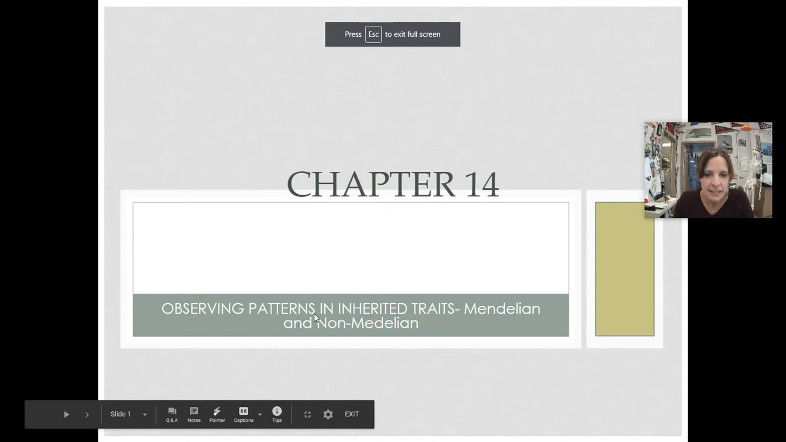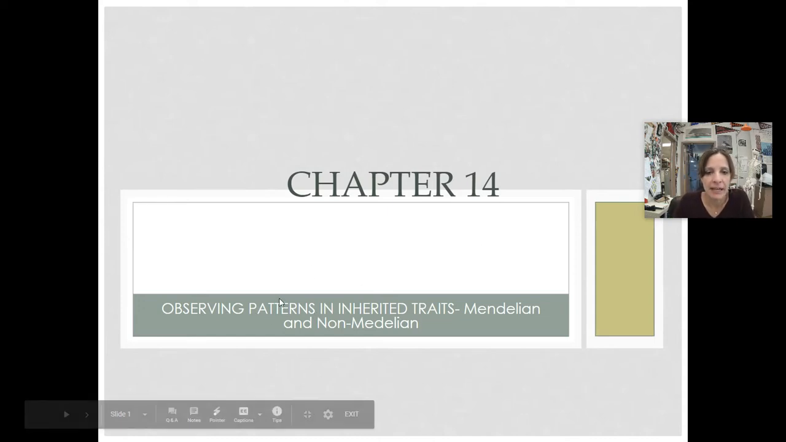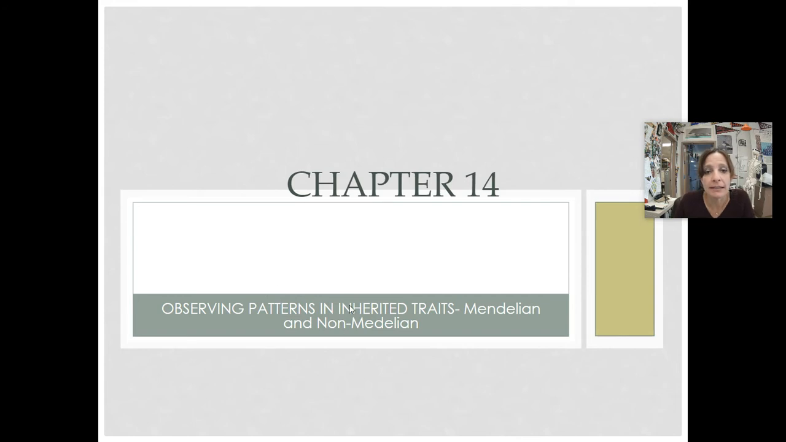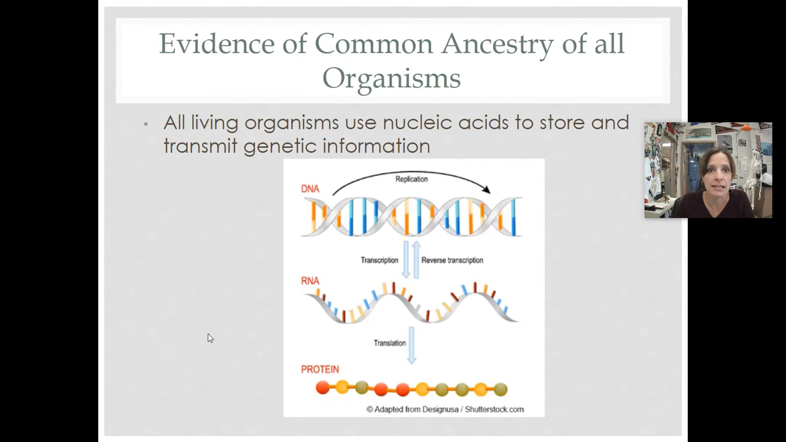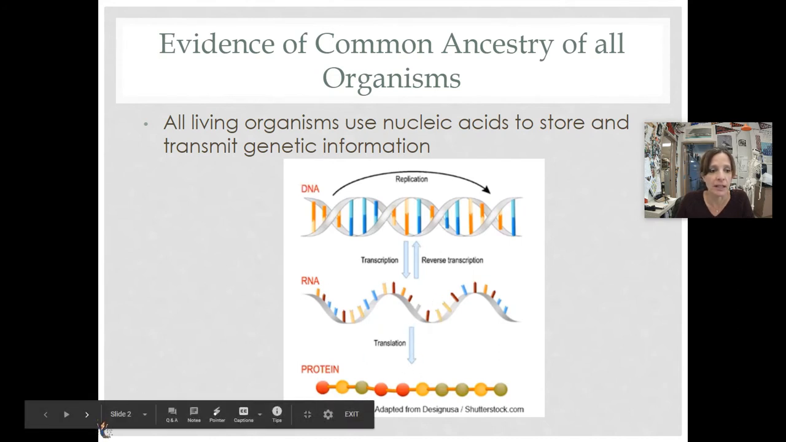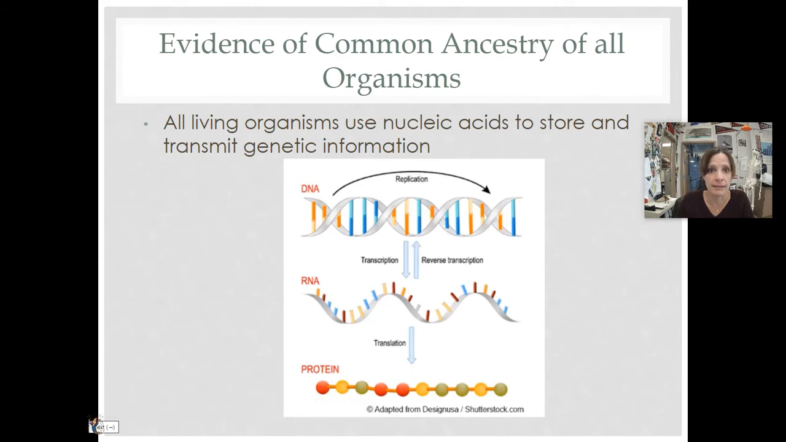Hey everybody! So today we're going to learn about observing patterns in inherited traits, so Mendelian and non-Mendelian. So the first thing we're going to talk about is that there is evidence of common ancestry among all organisms. One piece of evidence is that nucleic acids are in all organisms and they store and transmit genetic information. That could be either DNA or RNA, and those both are going to be used to make protein. So all organisms have nucleic acids.